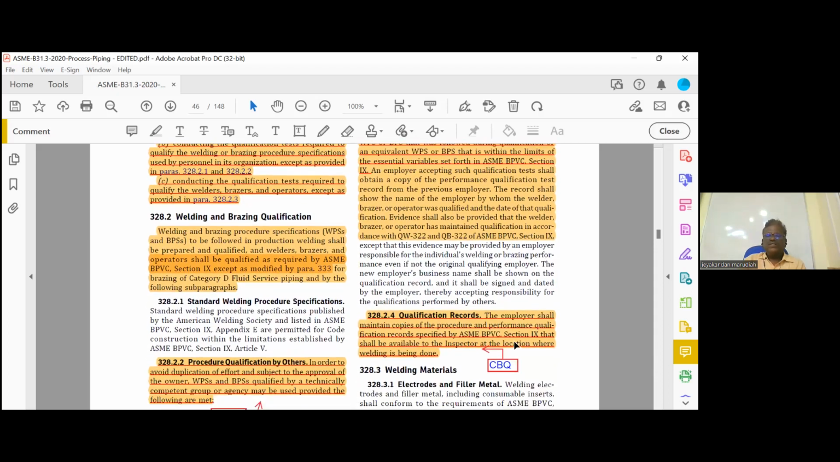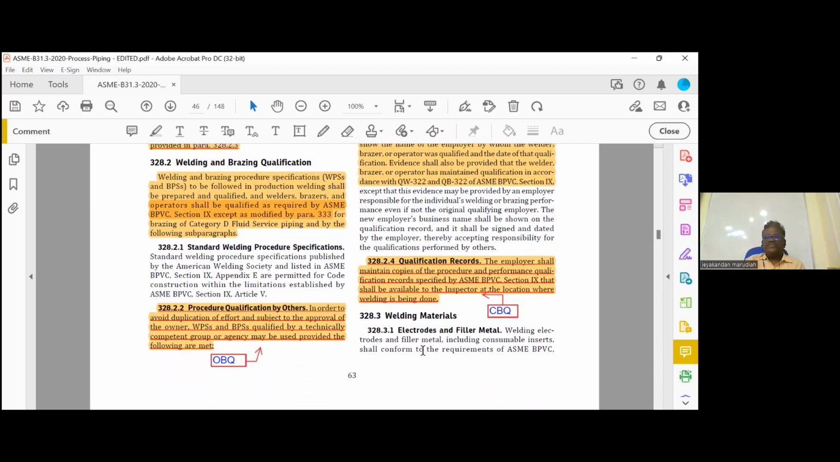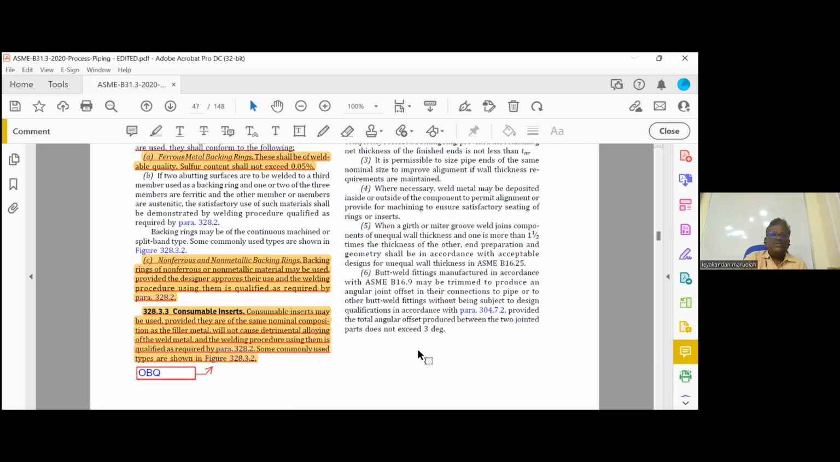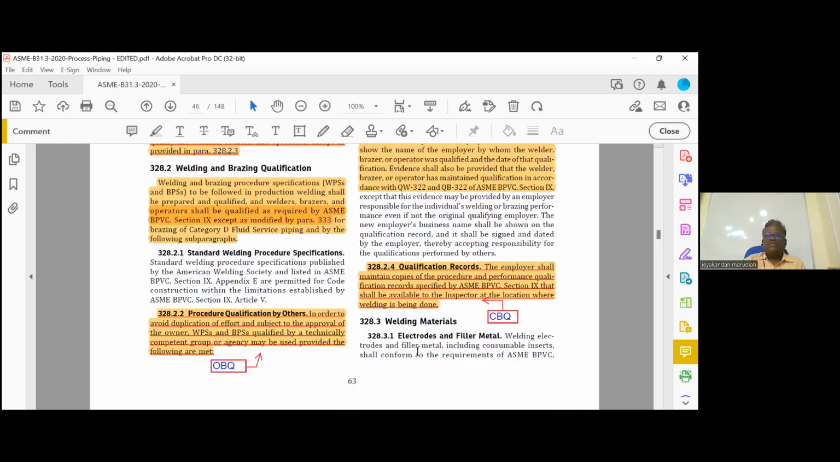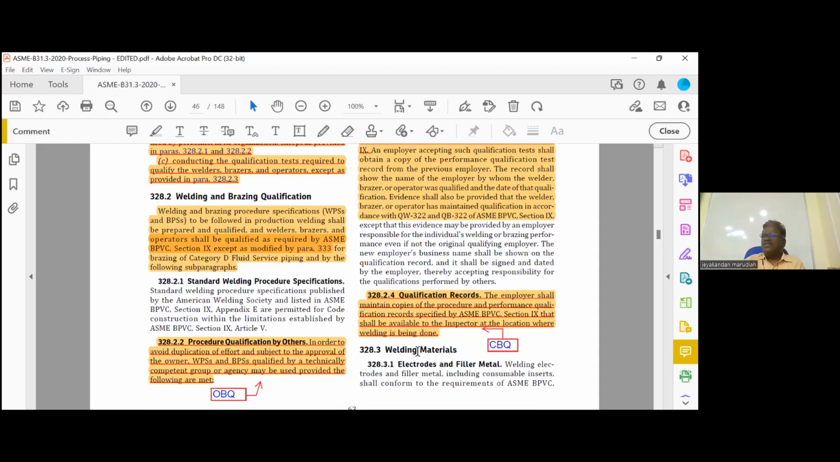Then qualification records. This is a closed book question. The employer shall maintain copies of the procedure and performance qualification records specified by ASME Section IX that shall be available to the inspector at the location where the welding is being done. So the WPS and the welder qualification should be available at the site. That is a closed book question. Then next page. There is no third party anywhere in any code. It is not mentioned. It is self certification only.